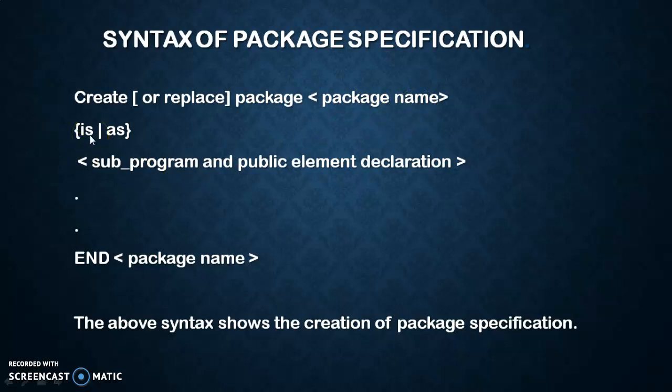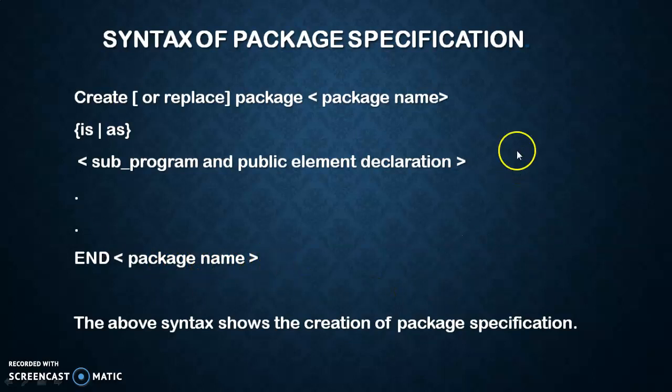Then if you want to make your package a standalone one, that depends on IS and AS, so you can define them. Both work the same as they worked in functions and procedures. Then you have to define the subprogram section. Means you have to declare the names of your functions, procedures and variables which you want to use in your package. And then END and the name of the package, and after that you have to use a semicolon.